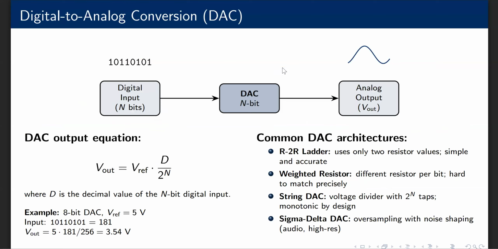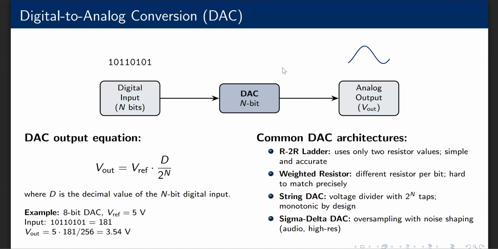So how about the opposite, the DAC, the digital to analog conversion? The DAC does the opposite of the ADC. Digital number in, analog voltage out. The output is V ref times D over 2 to the n, where D is the decimal value of the digital input. The example is shown here and how we do that calculation. An 8-bit DAC with a 5-volt reference, feed the binary code 10110101, which equals 181. Outputs 5 times 181 over 256, which equals 3.54 volts, which gives us pretty simple linear scaling.